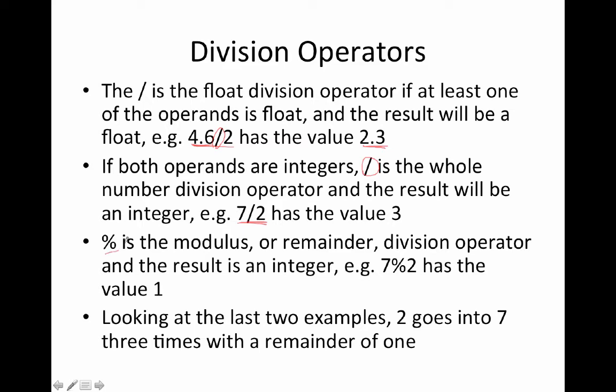The percent sign is the modulus or the remainder division operator. So again, if we divide 2 into 7, 2 goes into 7 3 times with a remainder of 1. So let's take a look at that. 2 goes into 7 3 times with the remainder of 1. So the 3, that's what we get out of the whole number division operator up here. 7/2 gives us 3. And then the modulus division operator gives us the result of 1, the remainder of 1.